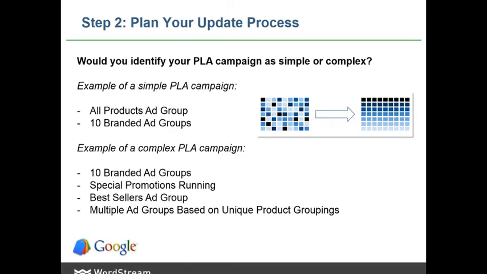You went into your feed there, made sure that you were able to segment that way, and have had these running consistently. There's nothing too fancy about this setup, so I would definitely consider it a very simple PLA campaign. However, a complex PLA campaign would be something where maybe you have 10 branded ad groups, but you also have special promotions running. You have a bestsellers ad group. You have a bunch of different ad groups also running on unique product groupings. You can pretty much tell if your campaign is complex or simple just by looking at the way it's structured and the naming conventions and the general look and feel of the actual campaign.